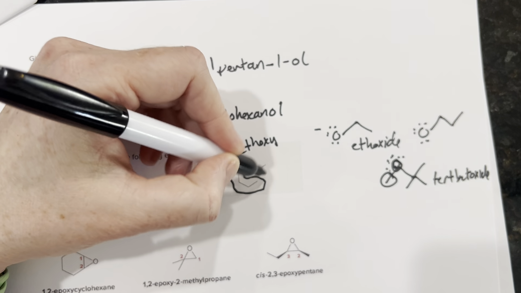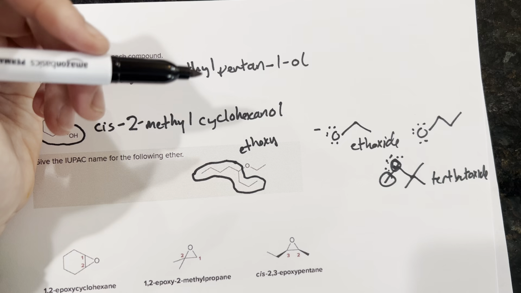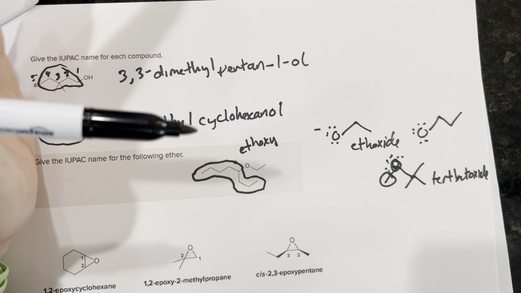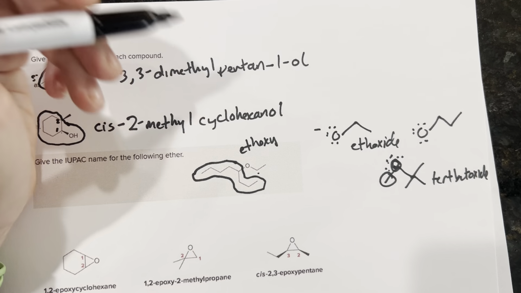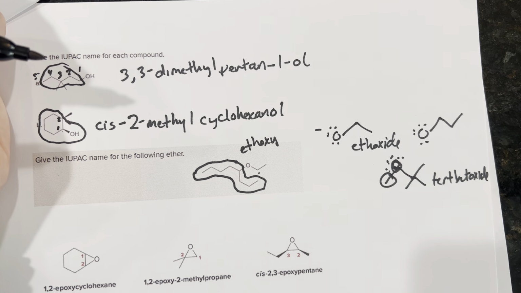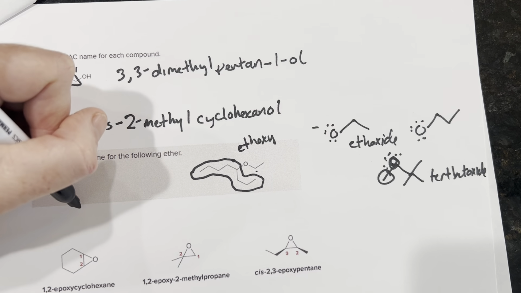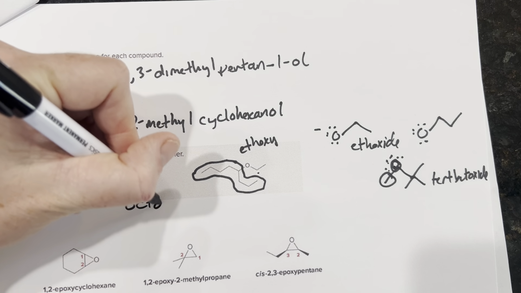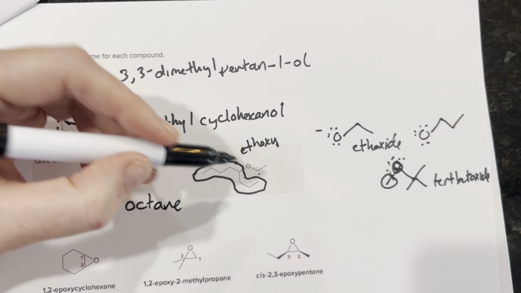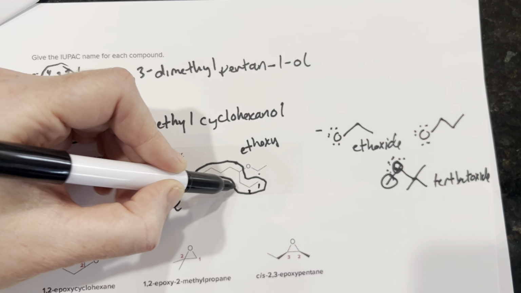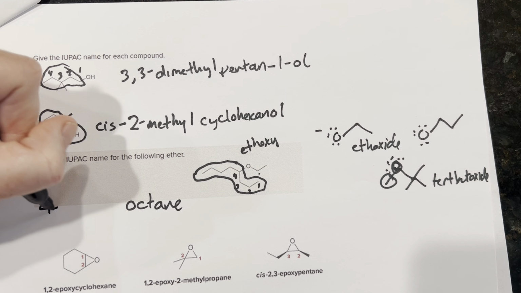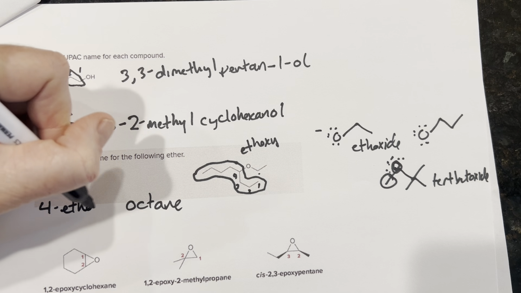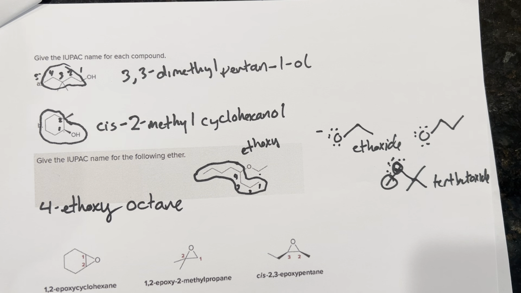Just as long as you know that this is ethoxy or butoxy, or whichever other compound you're going to get, methoxy, if there's only one, for example. So this is an octane. And again, we're just going to do the numbering the same, 1, 2, 3, 4, start on the far end. So this would be 4-ethoxyoctane.